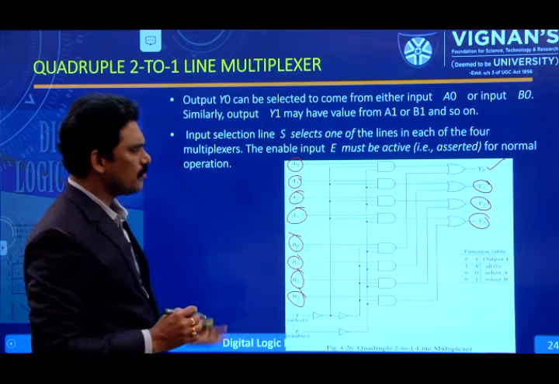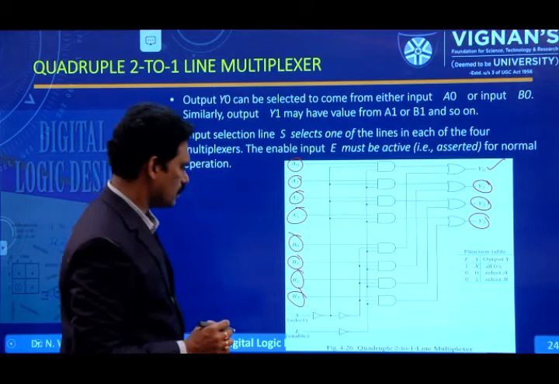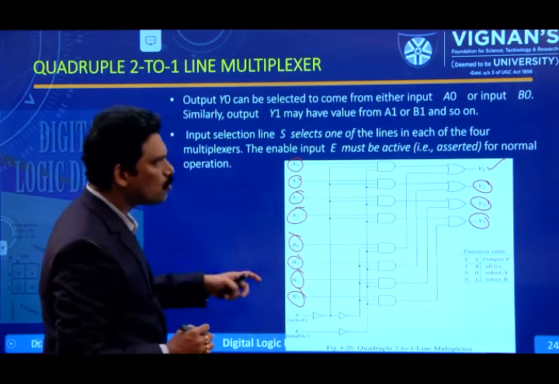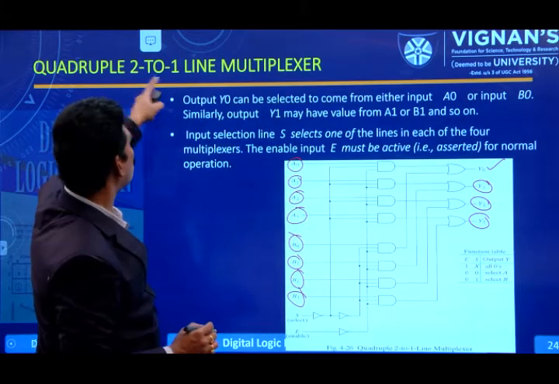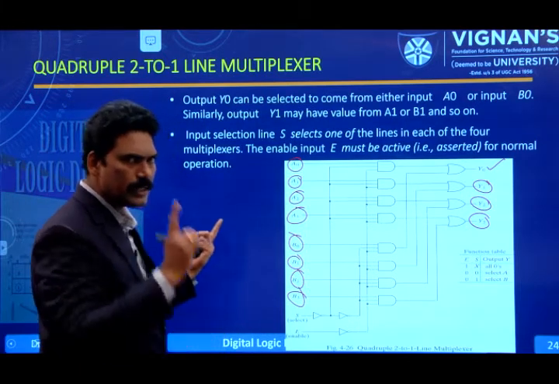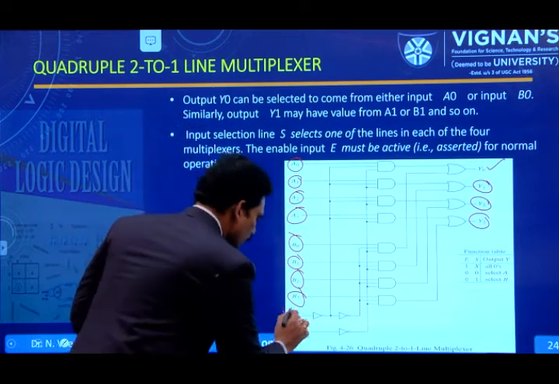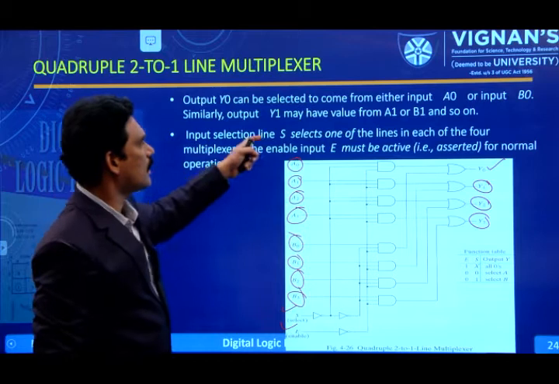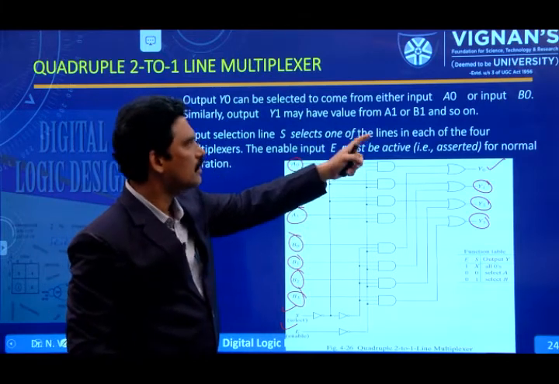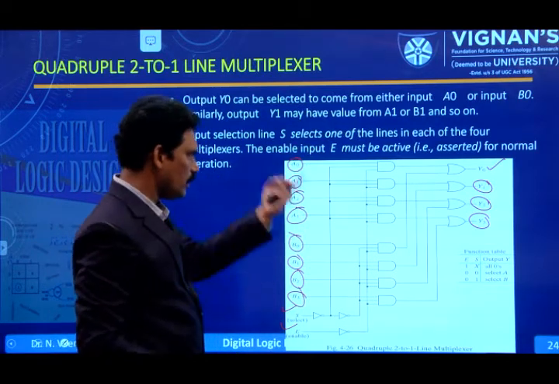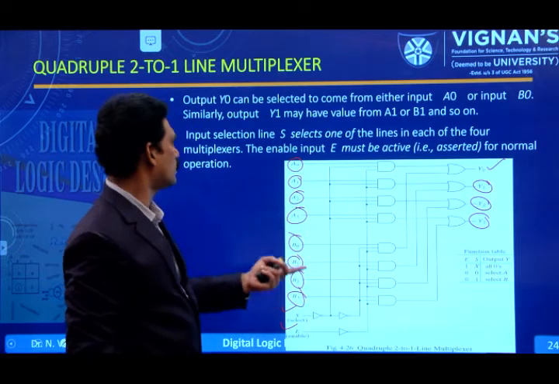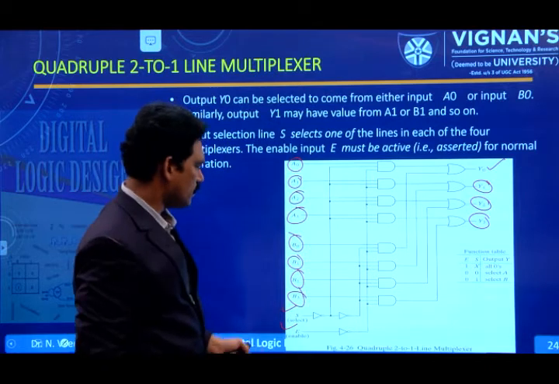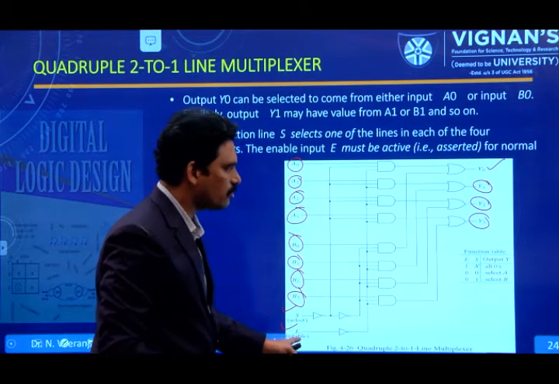See, what is the function? See the diagram for this. Here we have a select line. This is a 2 to 1 line multiplexer. How many selection lines will be there? Only one selection line. So, one select line, and another one is the enable input. The input selection line S selects one of the lines in each of the 4 multiplexers. The enable input E must be active for normal operation.